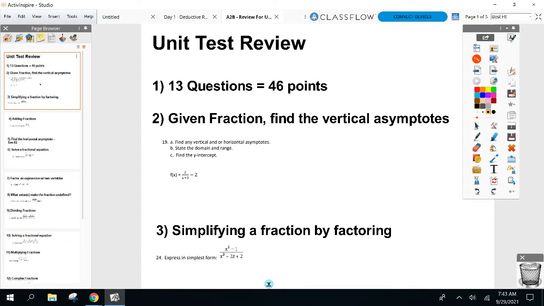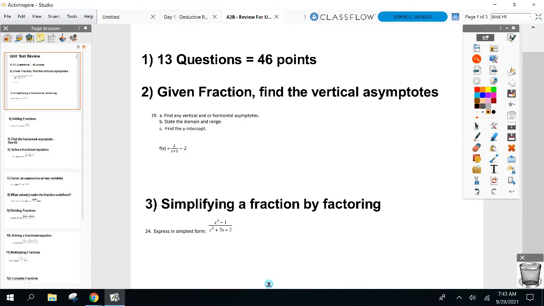There we go. First one, given a fraction, find the vertical asymptotes. We did this yesterday in class. So I'm going to go to number 19 right now. Number 19 in your packet. Not only am I going to review vertical, I'm going to review everything for you, because there's another question later on in the test that says find vertical, horizontal, domain, range, y-intercept. So let's just do it all right now. But the question tomorrow, the first question, will be: find the vertical asymptotes given this fraction.